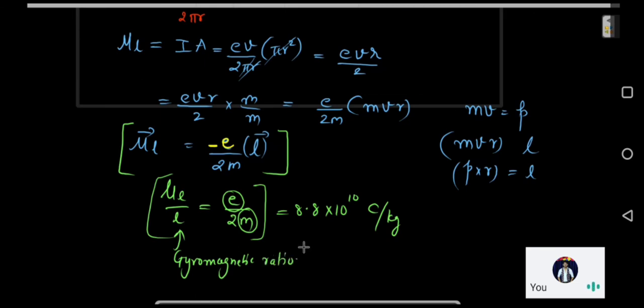So what is the formula for the gyromagnetic ratio? It is going to be e upon 2 multiplied by m, where e is the charge on an electron and m is the mass of the electron.